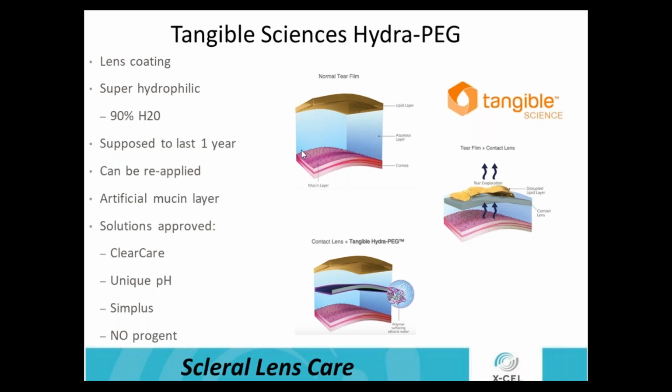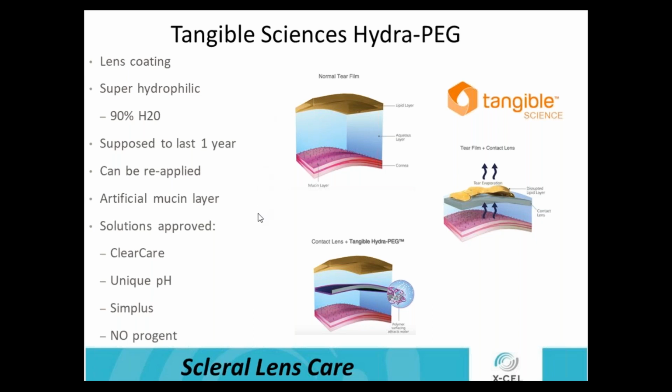It basically, in layman's terms, creates a super slick surface. If you don't know PEG, they use it on boats to go faster in the water. They use it on pills to slide down your throat. So it creates that super slick surface. And an MD came out with a formulation for contact lenses, and it's by Tangible Sciences, and it's a super slick surface that bonds to the lens.